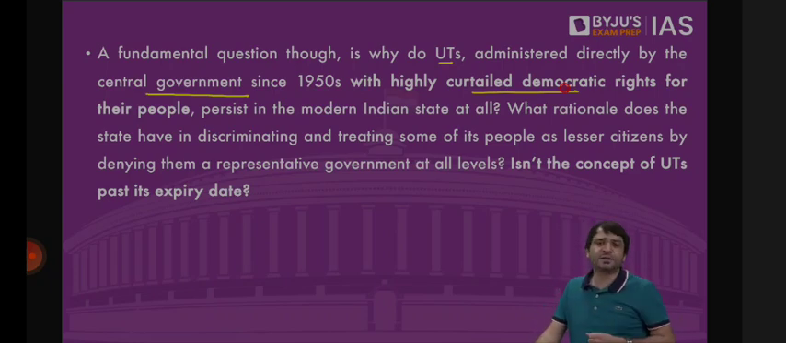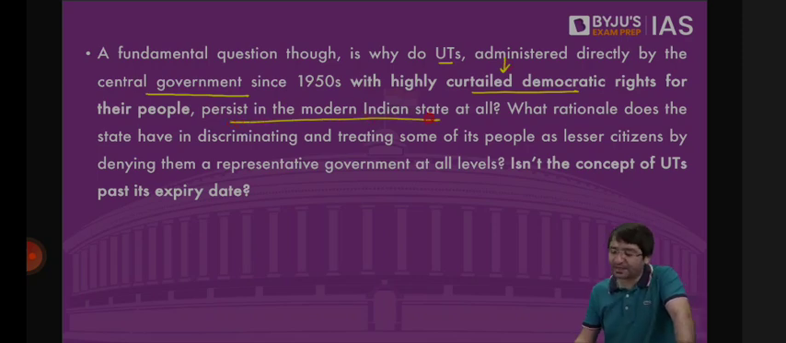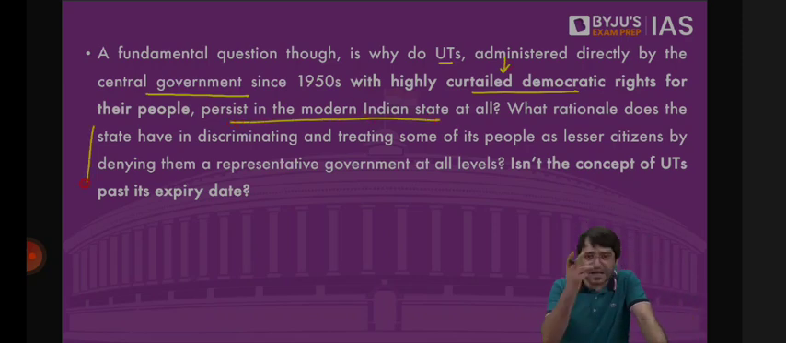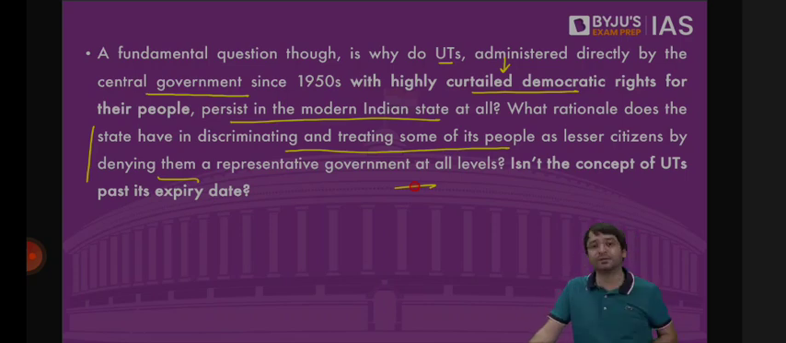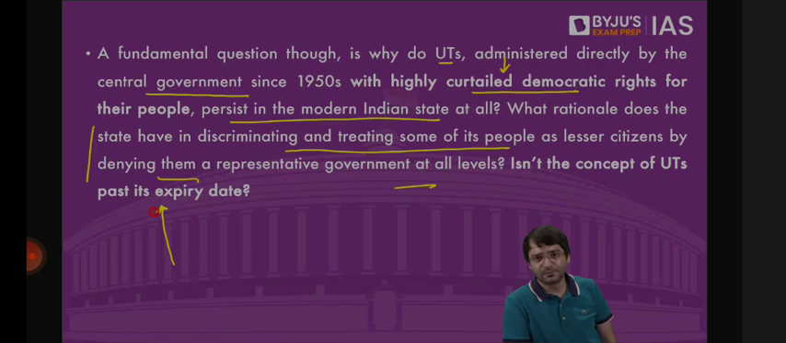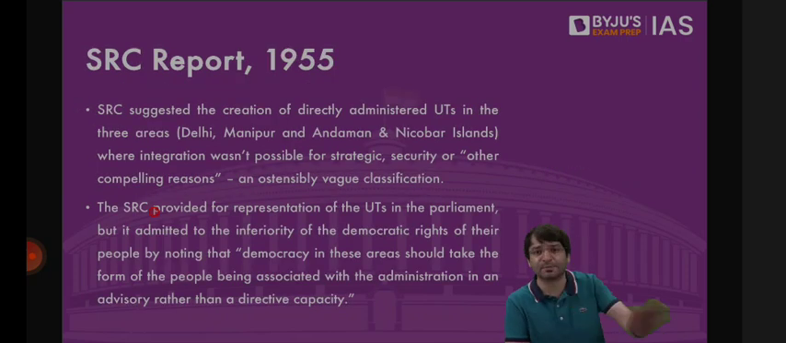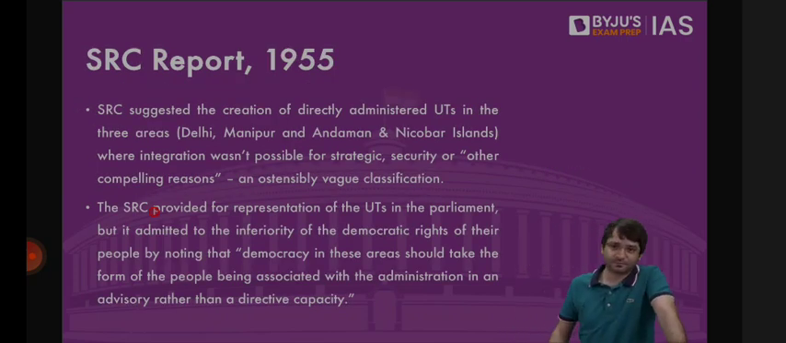Why should these union territories, which are directly administered by the center since 1950s, and have highly curtailed democratic rights, why should these UTs persist in the modern Indian state at all? What rationale does the state, the center, have in discriminating and treating some of its people as lesser citizens by denying them a representative government at all levels? They can still elect their MPs and hold them accountable, but they can't elect their MLAs and hold them accountable. Isn't the concept of union territories past its expiry date? And for that, we need to understand why union territories were created in the first place. The year was 1953. A 3-member committee headed by Fazl Ali, H.N. Kunzru, K.M.